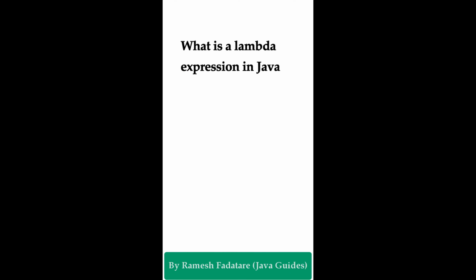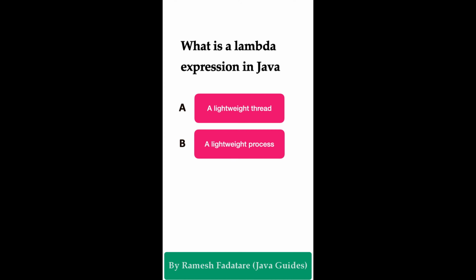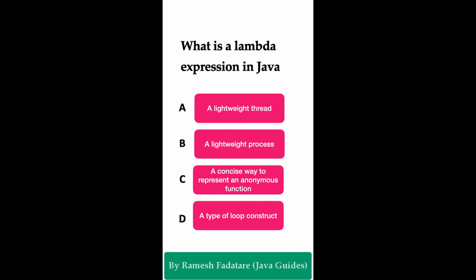What is a lambda expression in Java? Option A, a lightweight thread. Option B, a lightweight process. Option C, a concise way to represent an anonymous function. Option D, a type of loop construct. Well, you have 5 seconds to answer this question.